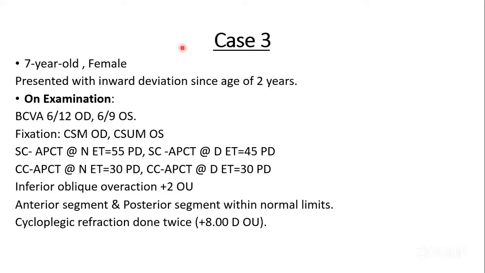Partially accommodative. Yes, that is a case of partially accommodative esotropia. Why partially accommodative? Because even after giving the full cycloplegic refraction, the patient still has a large esotropia. Anything larger than 10 prism diopter is partially accommodative esotropia. So what will we do for this patient?